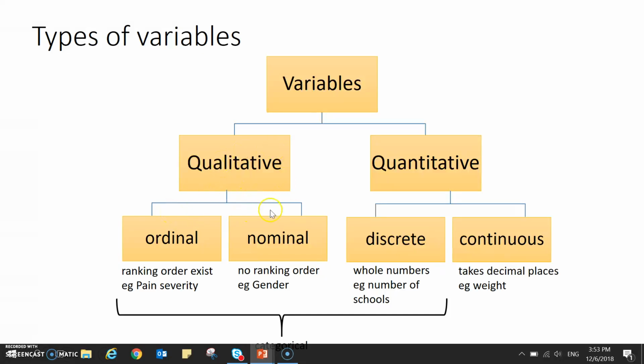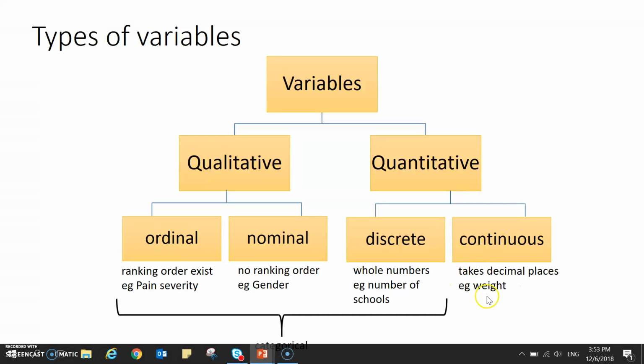Another type of qualitative variable is what we call a nominal variable. That means there is no specific ranking order. For example, gender is an example of a nominal variable. For quantitative variable, you can have either discrete or continuous. Discrete variables are typically whole numbers. They are considered as quantitative as there's a number involved. However, these are whole numbers with no decimal place. For example, the number of schools, the number of children that you have. These are all discrete variables.